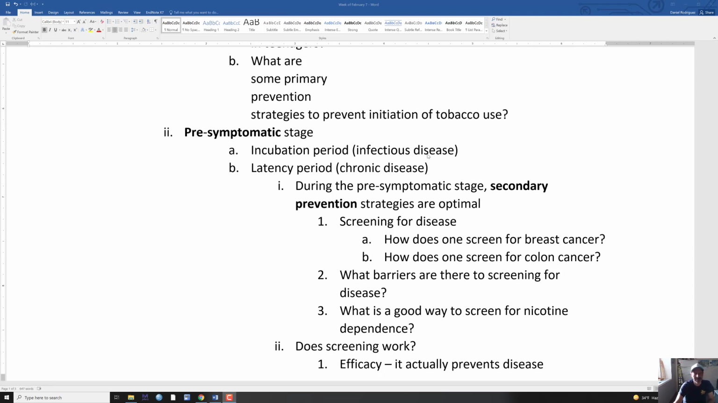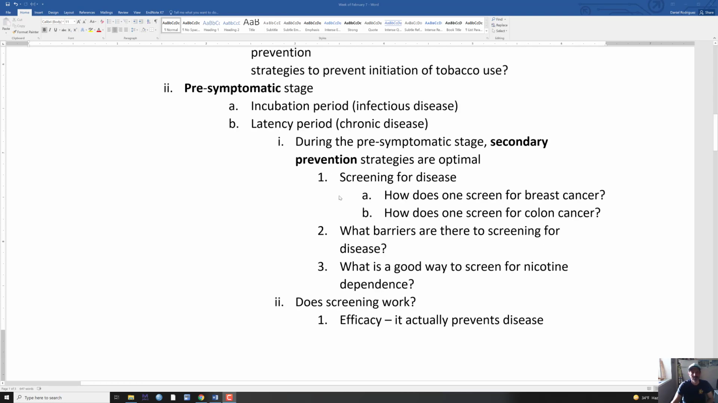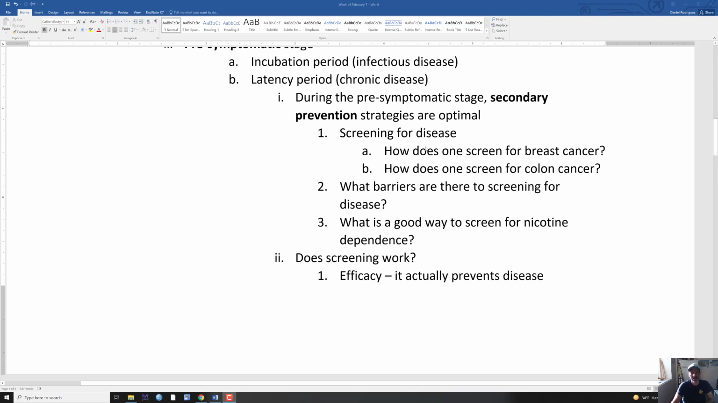Pre-symptomatic stage depends on what we're talking about. For an infectious disease like COVID-19, this is the incubation stage, so it means you've already been infected, right? For a chronic condition, like say something like cancer, that is not necessarily infectious, although there can be, right? We know that certain viruses like HPV can actually cause cancer, but in general, when we're dealing with chronic diseases, we talk about it as the latency period. So the disease is doing its work internally, but it's not manifesting symptoms yet. During this stage, secondary prevention is of the utmost importance.